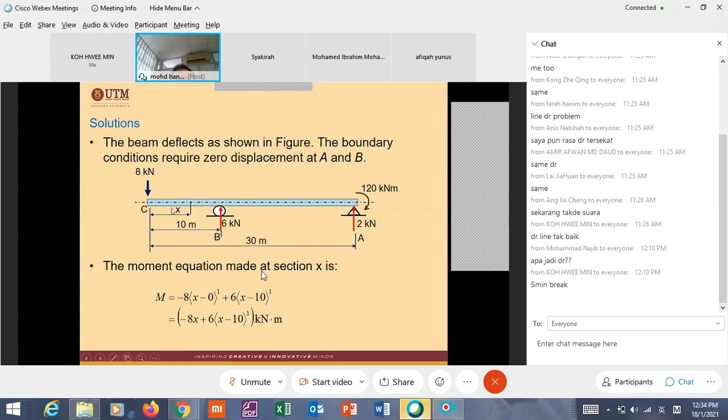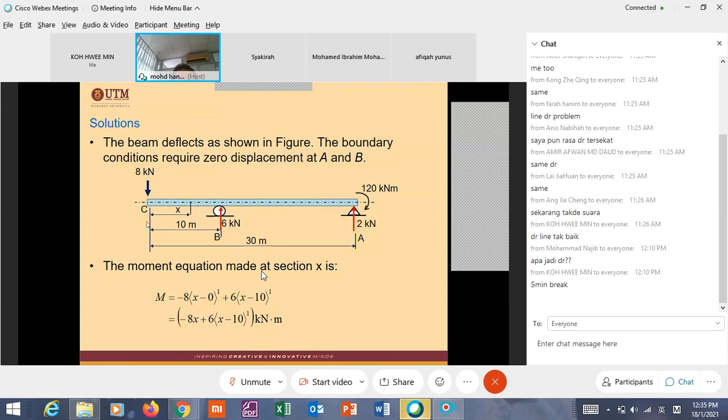The conditions require zero displacement at A and B. Yeah, for sure, it is very simple for us to understand that deflection at A and B is zero. What about C? At C, the deflection is maximum, but it is useless. It does not help you.